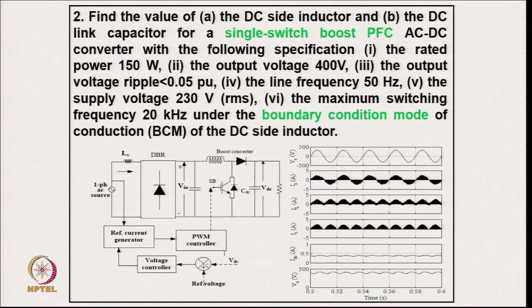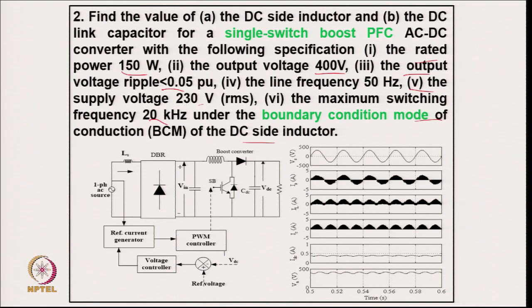Coming to the second example, find the value of the DC side inductor and the DC link capacitor for a single switch boost AC-DC converter with the following specification: the rated power of 150 watt, the output voltage 400 volt, the output ripple voltage less than 5%, with the line frequency 50 hertz and 230 volt, and the maximum switching frequency 20 kilohertz under the boundary condition mode of the DC side inductor.